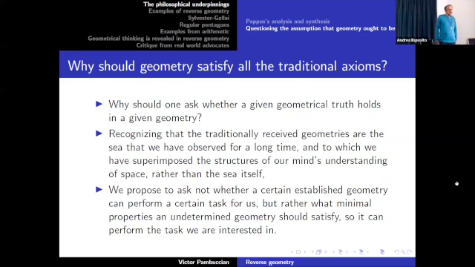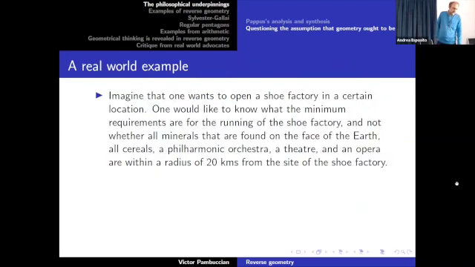So the proposal here is not to ask whether a certain established geometry can perform a certain task for us, but rather, what are the minimal assumptions that an undetermined geometry should satisfy, so the task can be performed? Let's go on to a real world example, because so far it seems perhaps too poetic.